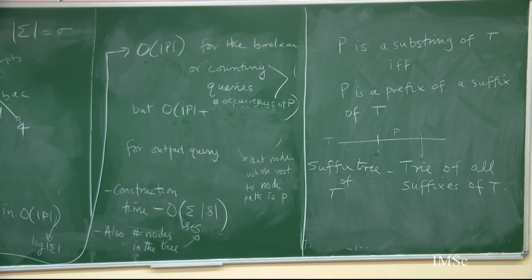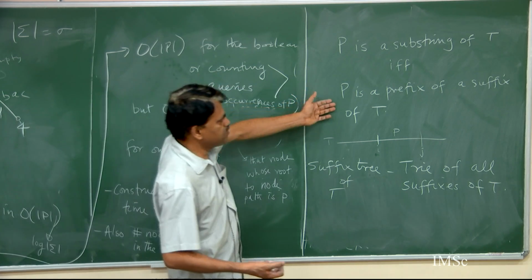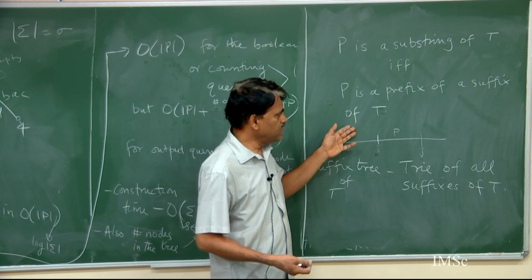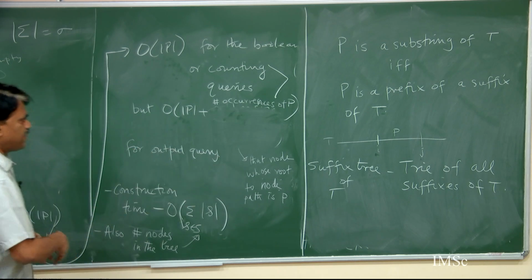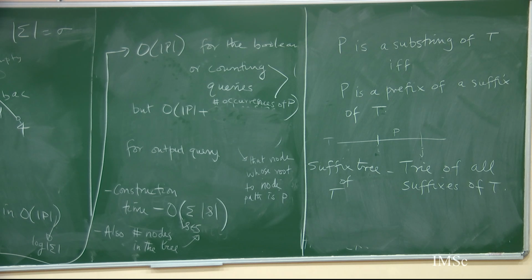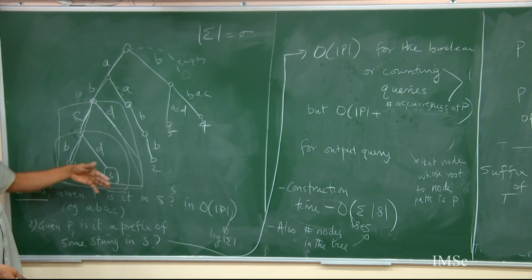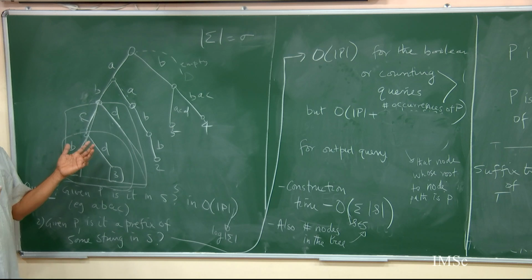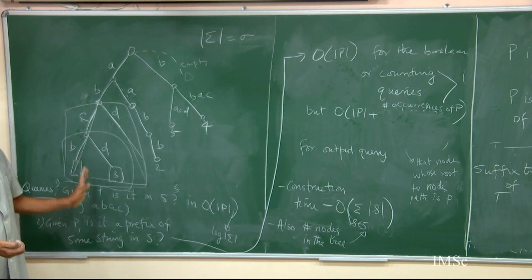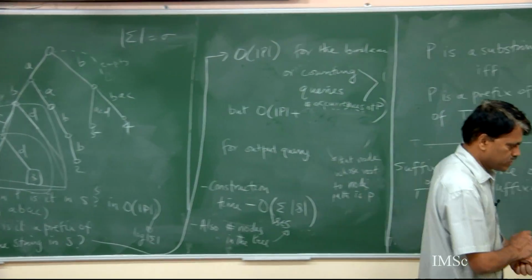Now, I know I can answer this question given a pattern: is it a prefix of some string in S is the same as asking is P appearing in T, because P appears in T if and only if it is a prefix of some suffix of T. So, I can answer this in time order P plus the number of occurrences by building a trie of all suffixes of T. The leaves correspond to all the suffixes for which I am a prefix, which tells you all the locations where this pattern is appearing. Okay. So, let us quickly do an example.